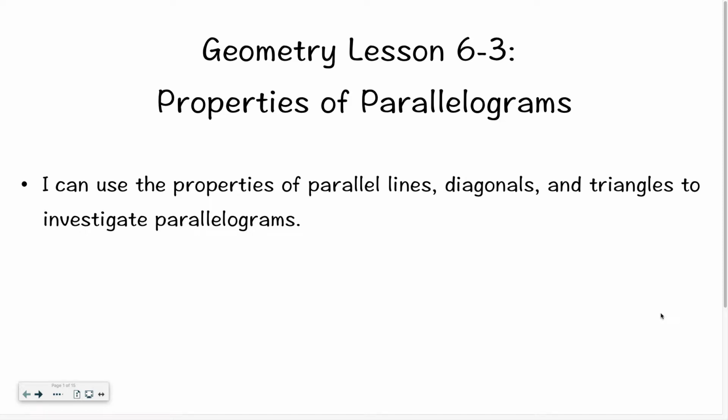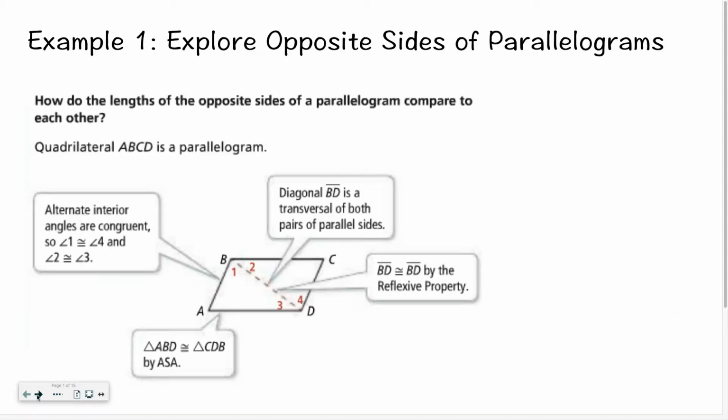Hello class, welcome to Geometry Lesson 6.3, which is all about properties of parallelograms. By the end of this lesson, you should be able to use the properties of parallel lines, diagonals, and triangles to investigate parallelograms. So let's first explore the opposite sides of parallelograms and how they're related.